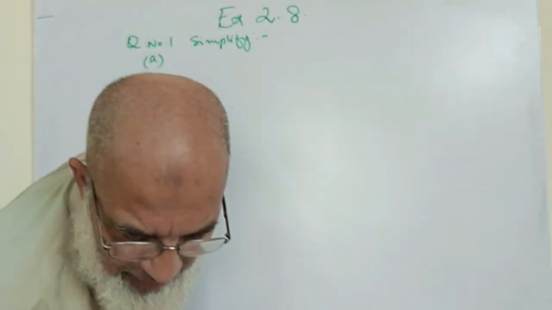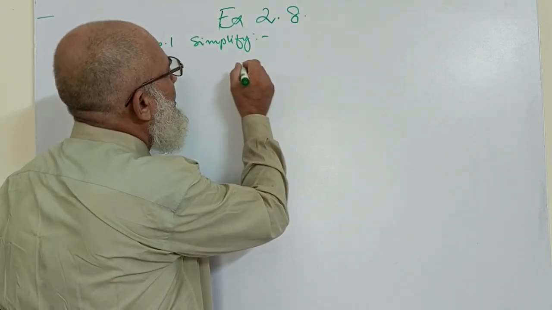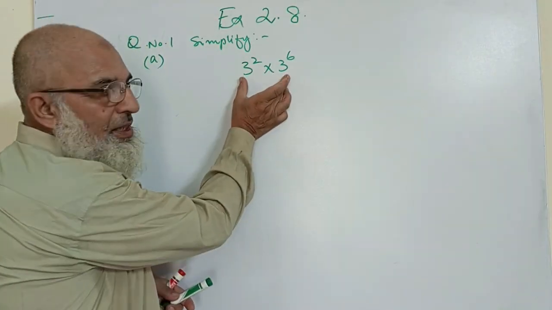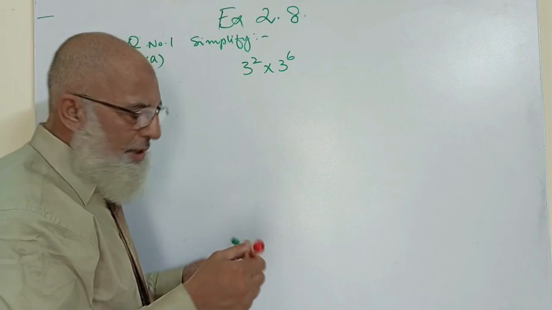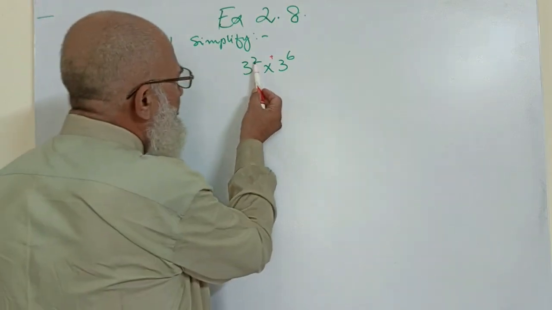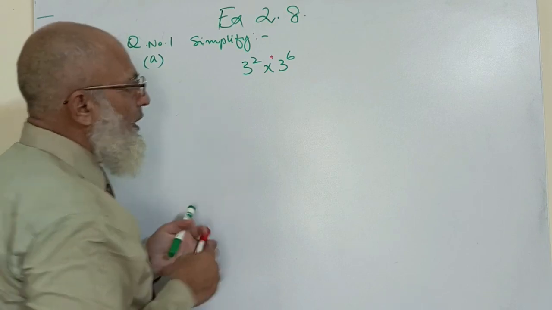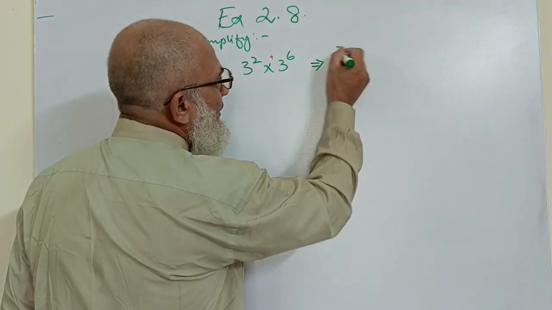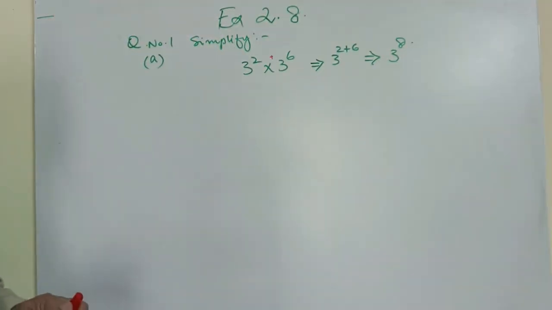Now what we have to simplify is 3 square multiplied by 3 to the power 6. As you know that when bases are same and which are being multiplied together, what we have to do is put a plus sign in between the two powers or indices. So 2 plus 6 will become 8, and we'll write it. If you want to go in detail, you can write it like this or straight like this. So this is your required answer.